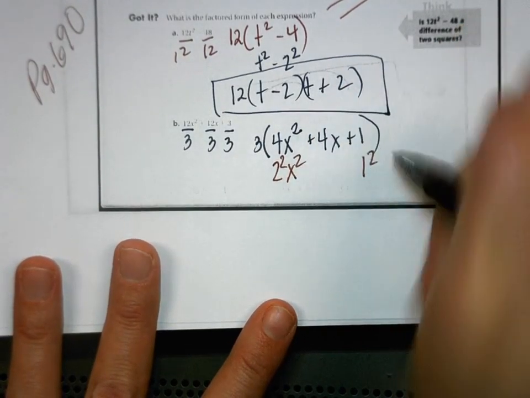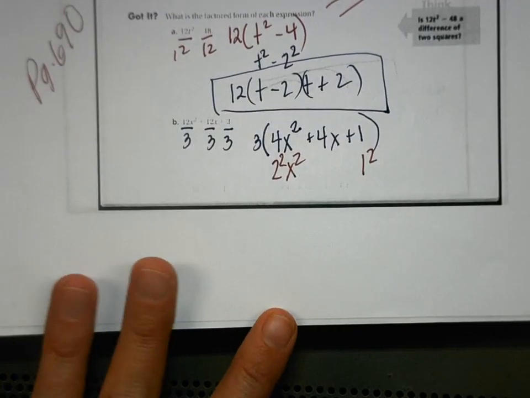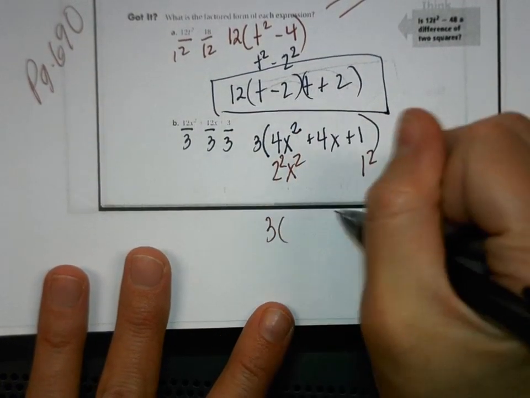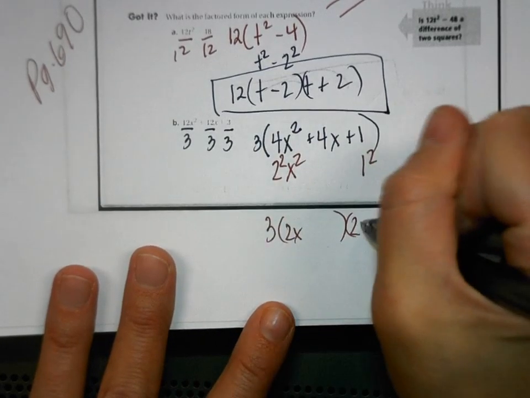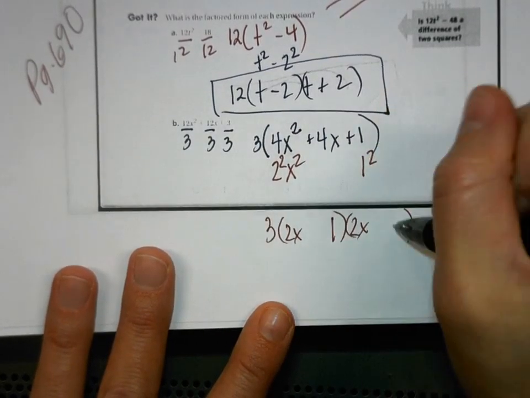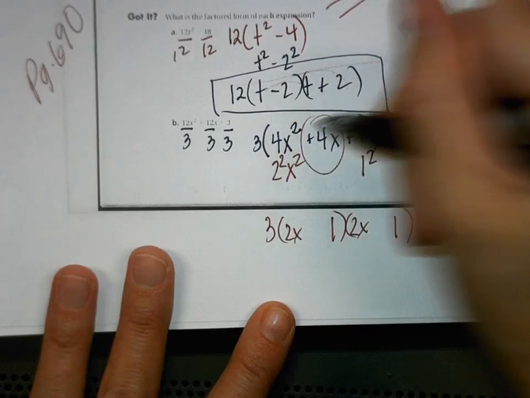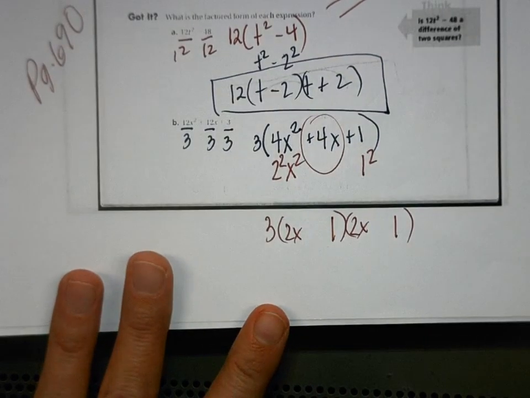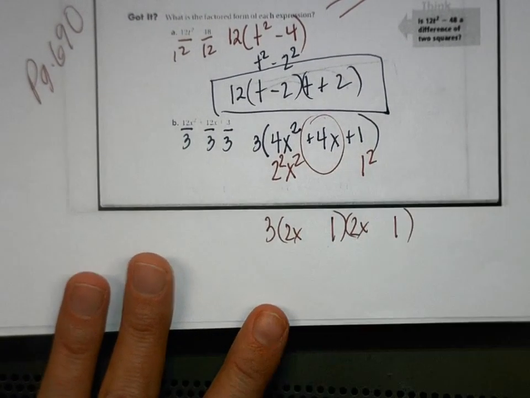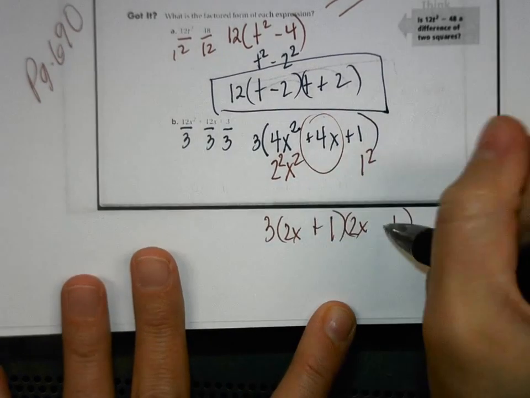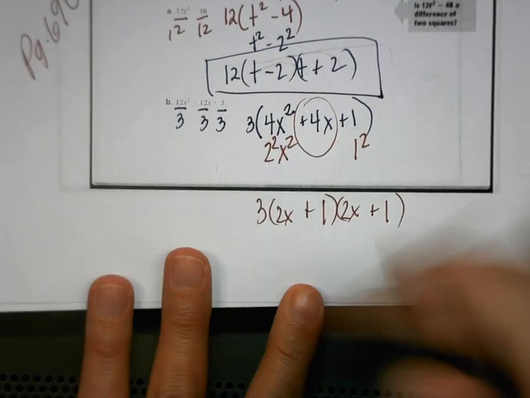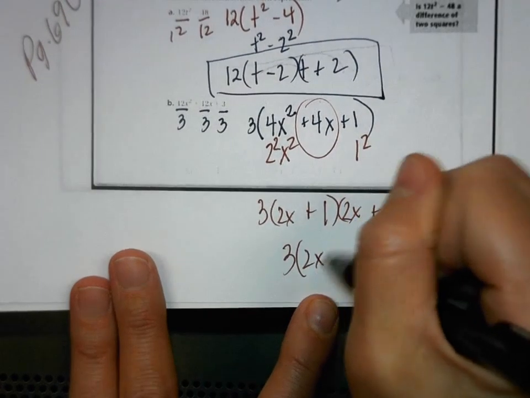Okay, how does this one end up being factored? What goes in the front of both of them? 2x. And then at the end? And see how we have the middle term on this one? That's when both of these have to be the same sign. It's only opposite signs when they're 2 terms. So both of these are going to be plus. And I could also write that as 3 times 2x plus 1 squared.